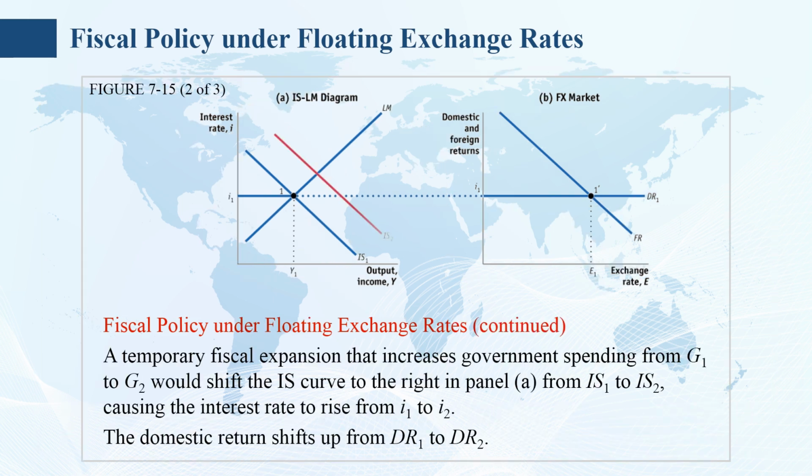A temporary fiscal expansion that increases government spending from G1 to G2 would shift the IS curve to the right in panel A from IS1 to IS2, causing the interest rate to rise from I1 to I2. The domestic return shoots up from DR1 to DR2.